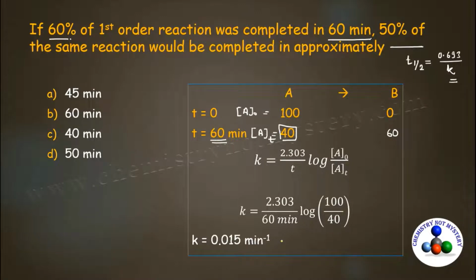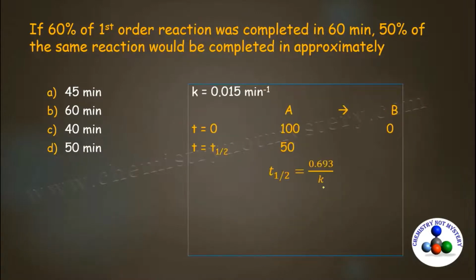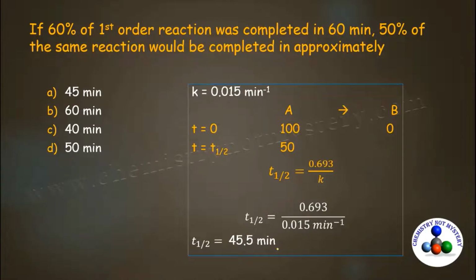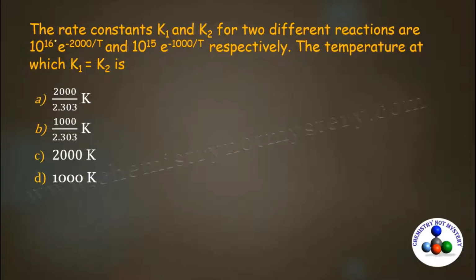Now you can calculate T half. Now place the value of K in the given equation. So you will get T half will be equal to 0.693 over 0.015 per minute. When you calculate it, you will get 45.5 minutes. And this value is closer to option A. So the option A will be the right option for this question. Now come to the next question.